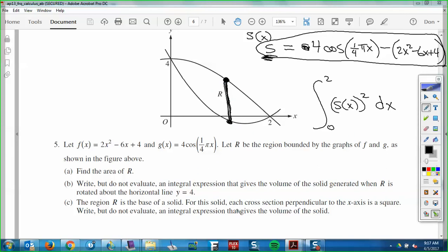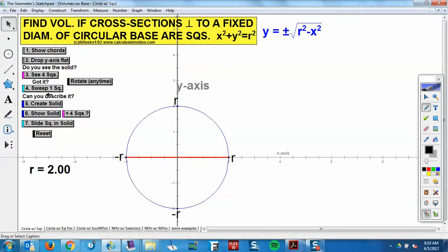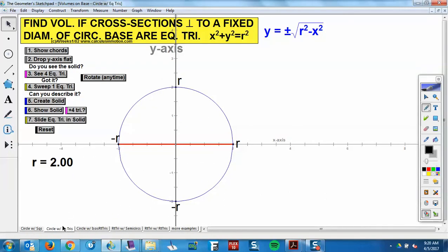Okay? So what other kind of slices could we have? Notice in our notes we got room for a couple more. Well, sometimes we do isosceles right triangles. Now, why do we do isosceles right triangles? Well, no, I'm not going to do isosceles right triangles. All those are easy enough. And sometimes they show up on the AP test, but not us. We're going to do equilateral triangles.